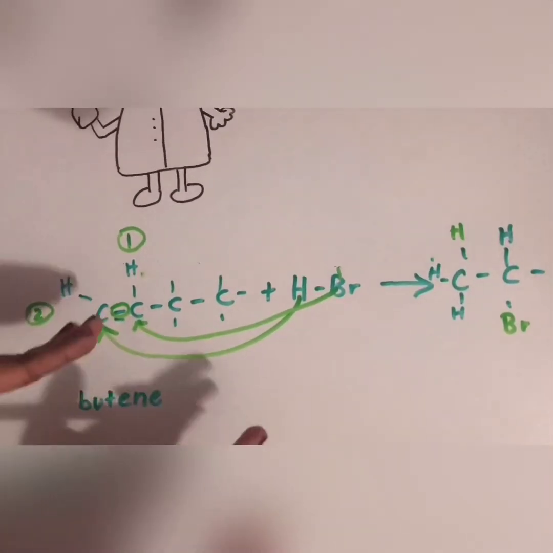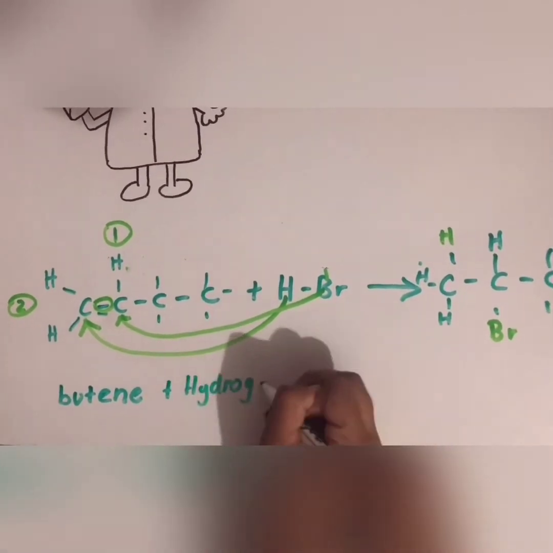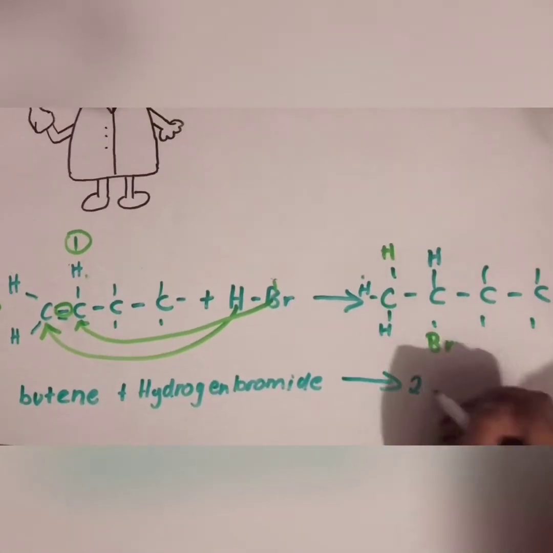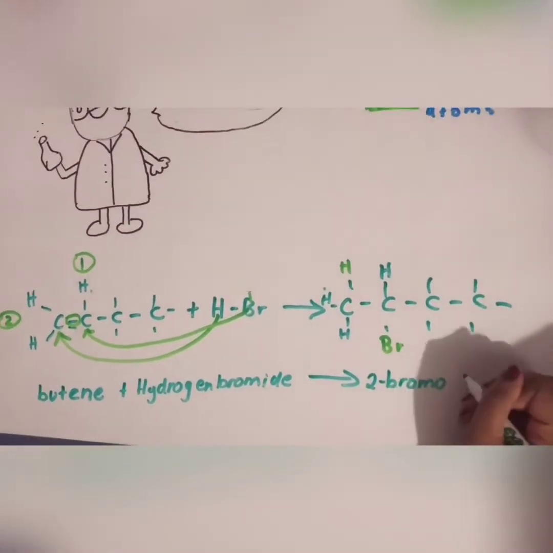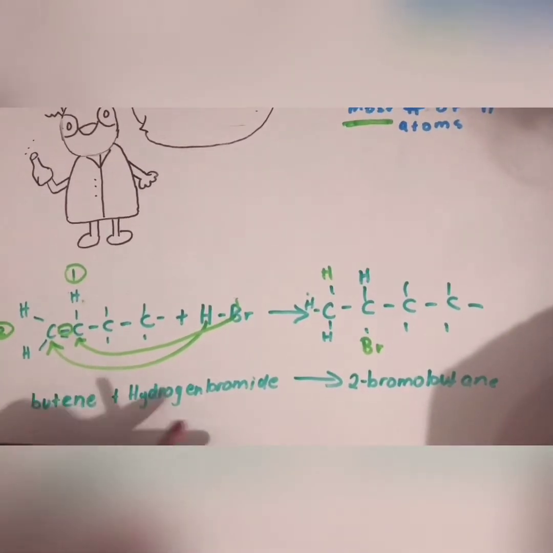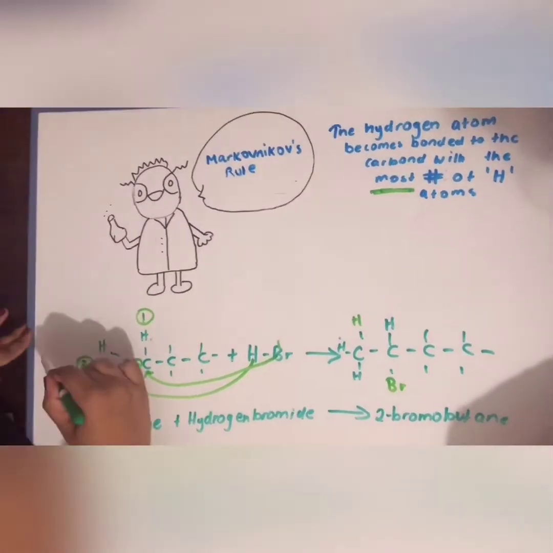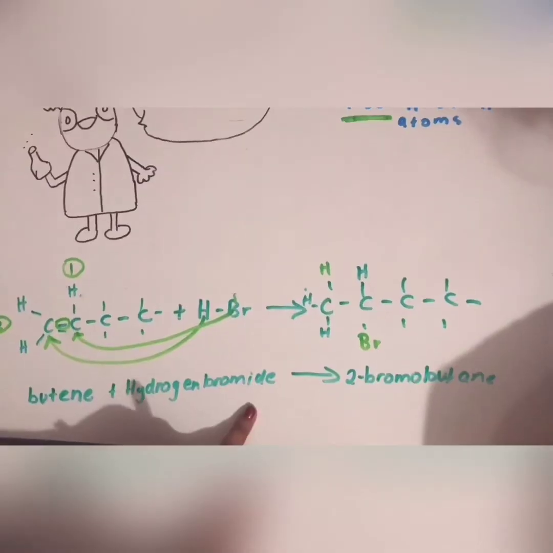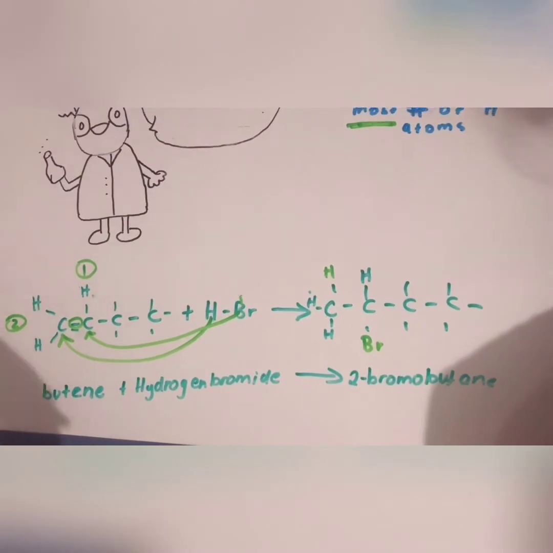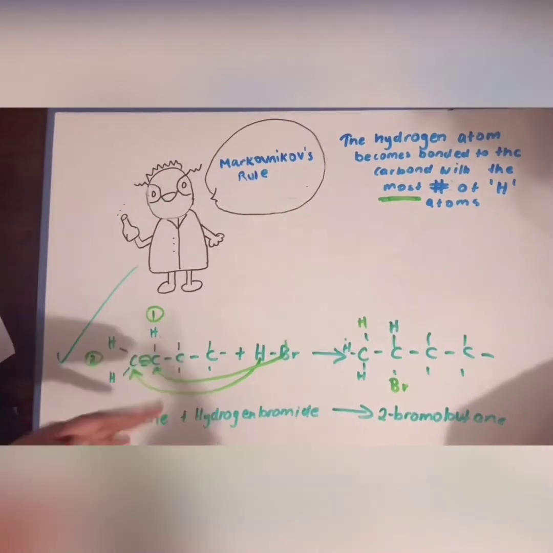There is no cis or trans due to the double bond being on the terminal carbon, plus hydrogen bromide forming 2-bromobutane. So it's an alkane. And then this is following the general equation. Does this follow Markovnikov's rule? Yes, it does, since the hydrogen was forced to bond to carbon number 1, as it had the most number of hydrogen atoms attached.